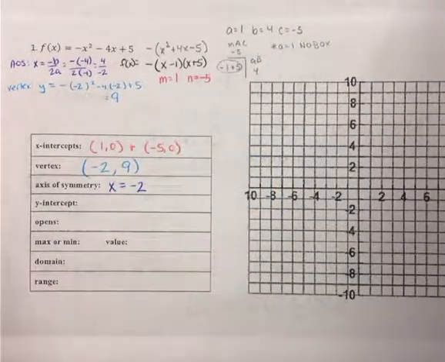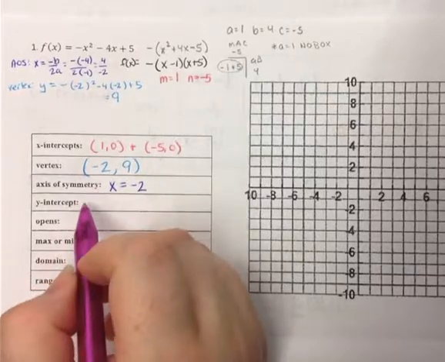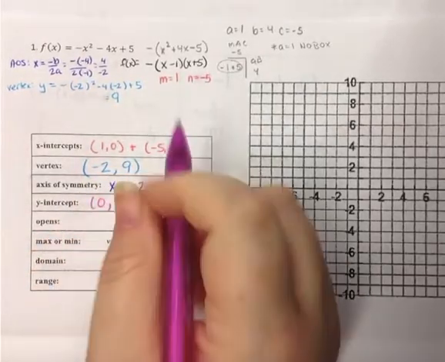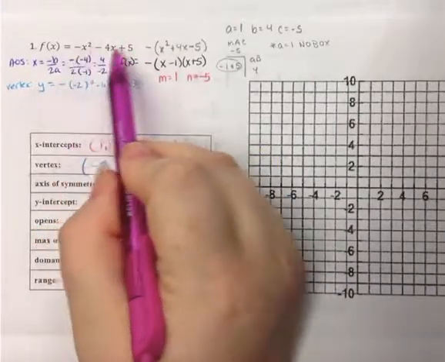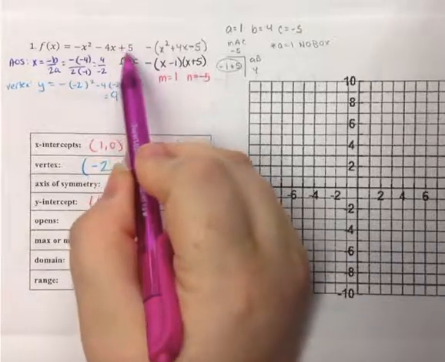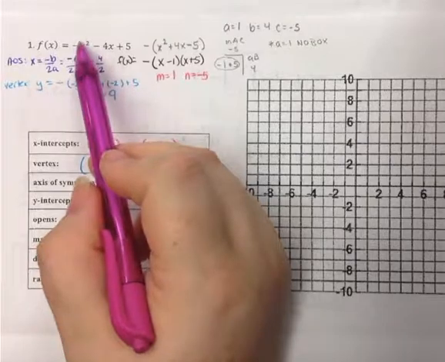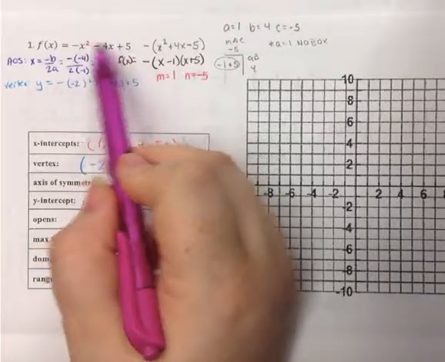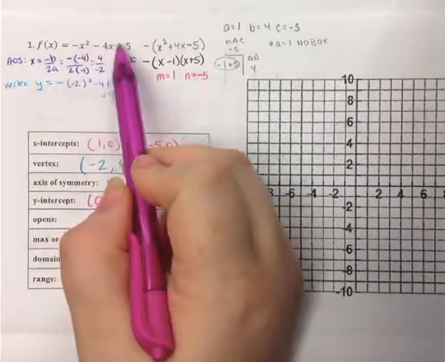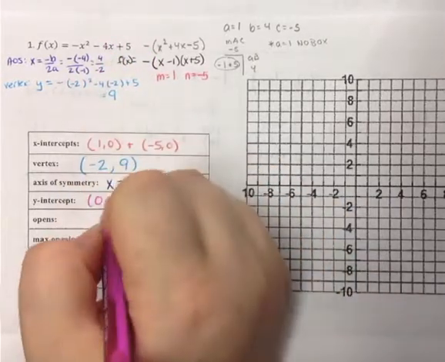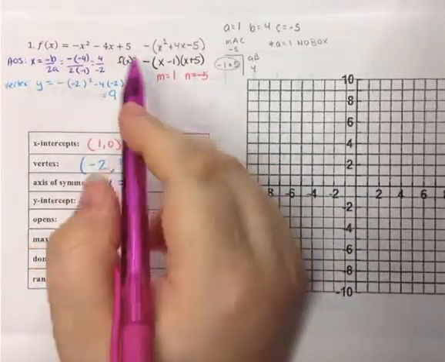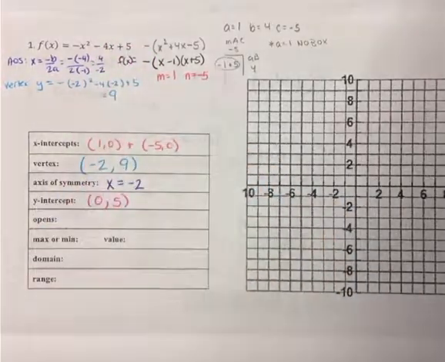The y-intercept comes from (0, your c value). If it's in standard form, it automatically comes from your c value. You can still plug in 0. So we have 0 squared and 4 times 0. So all of this right here is 0, plus 5. So again, that's why it comes from the c value, because if you plug in 0, you are still only left with that positive 5.